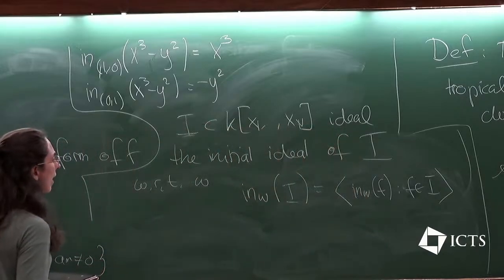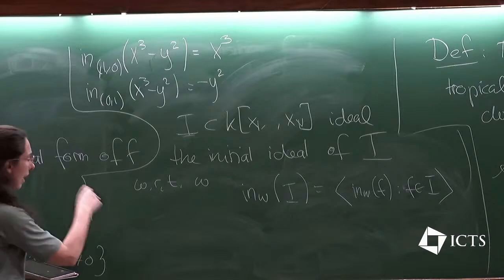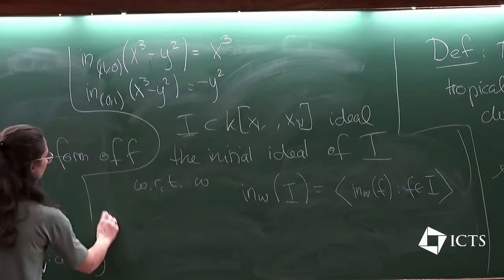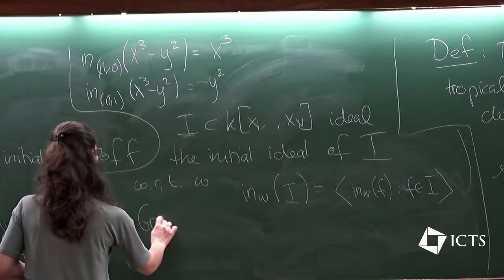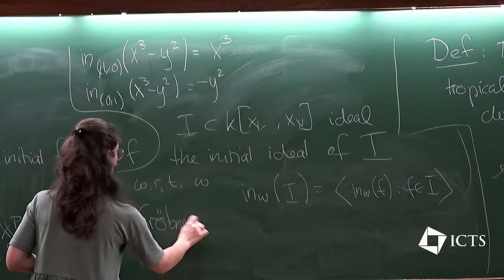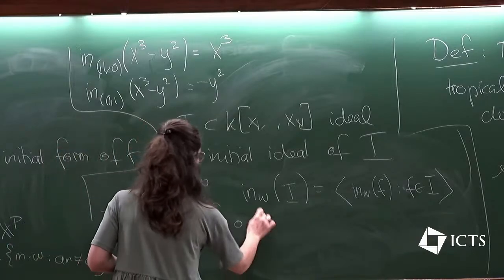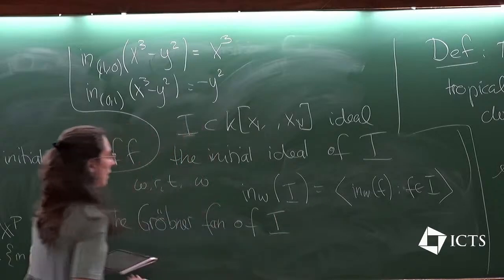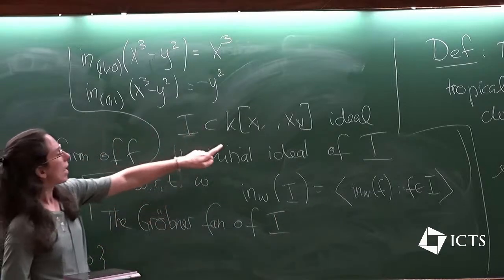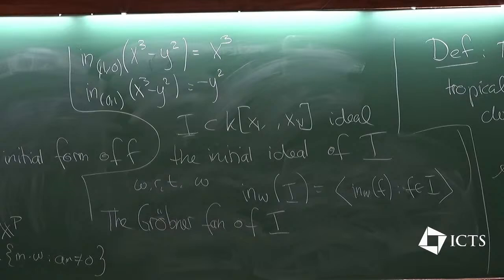Okay, so now with this notion, I can define the Gröbner fan. And that is a fan inside R to the capital N, where I choose my weights. And I will identify two weights if they give me the same initial ideal.